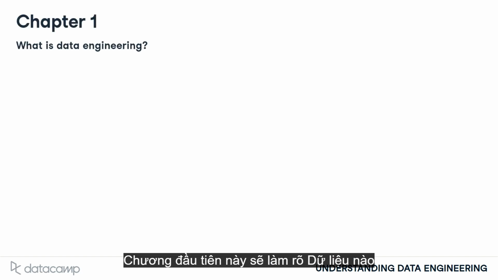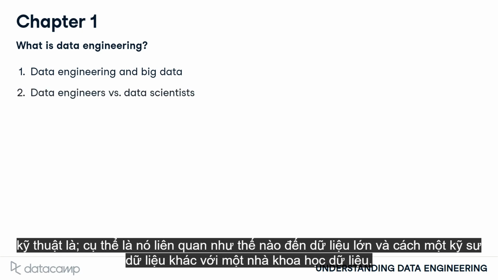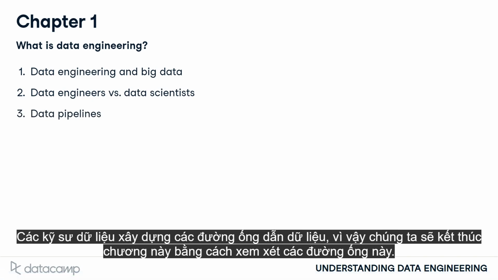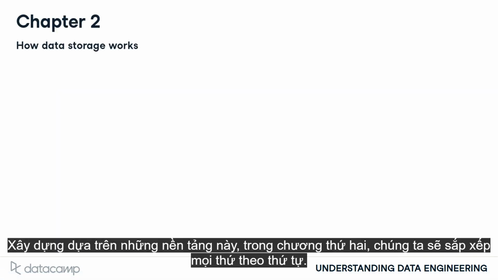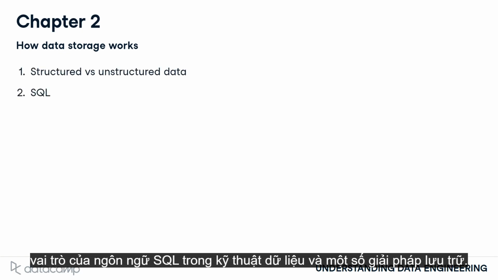The first chapter will clarify what data engineering is, specifically how it relates to big data and how a data engineer differs from a data scientist. Data engineers build data pipelines, so we will end this chapter by looking into these as well. Building on these foundations, in the second chapter, we will then take things in order. We will study data storage, the different types of data structures, the central role that the SQL language plays in data engineering, and some storage solutions.